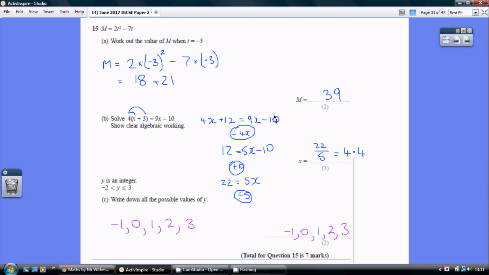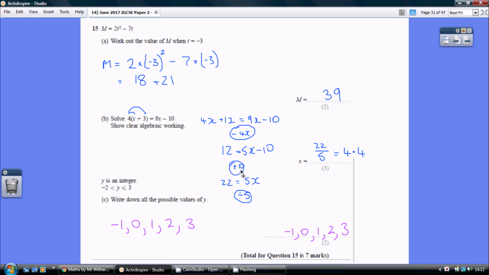Now we want to get all the x's onto the one side, and it's easier to have the x's on the side that's got the biggest number of x's to start with. So that's the right, because 9x is bigger than 4x. So we're going to choose to take away 4x from both sides. On the left, we're left with 12, and on the right, we're left with 5x minus 10. So we're left with 12 equals 5x minus 10.